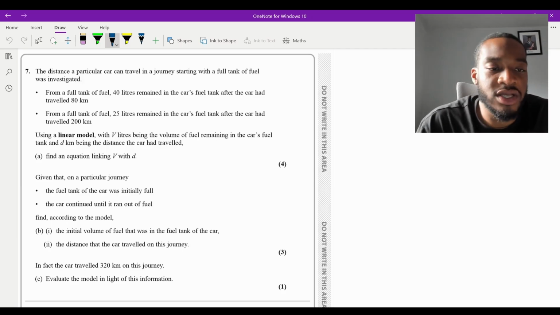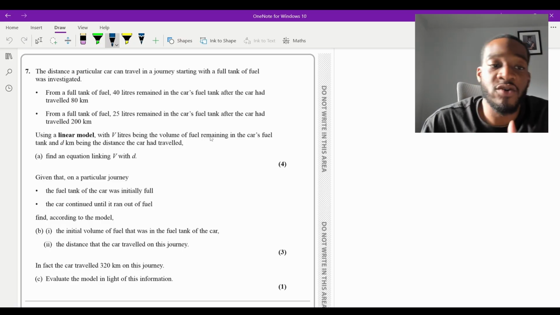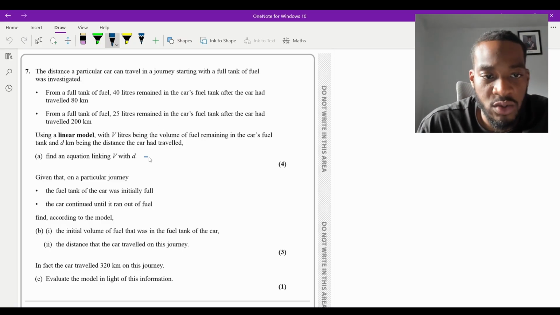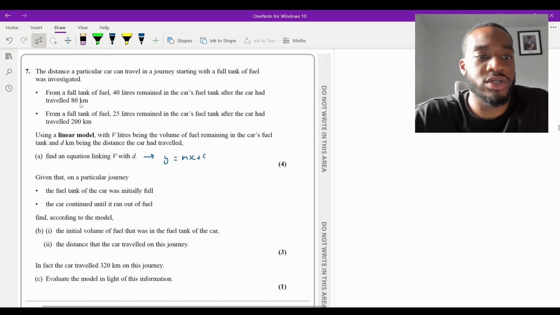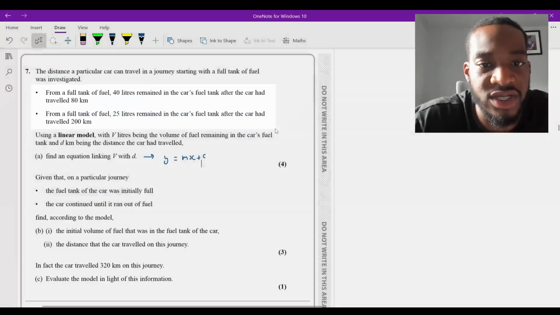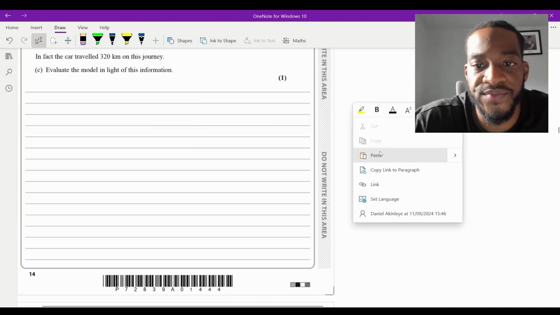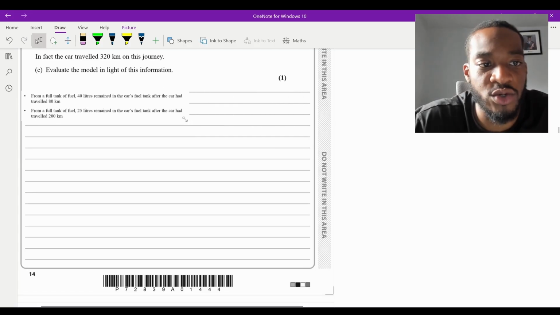Okay, so this is a typical linear modeling question, right? Part A tells us we need to find an equation linking V and D, which is going to be a linear equation, right? So that means it's going to be in the form of y equals mx plus c, isn't it? So what I'm going to do is I'm actually just going to screenshot these 2 bullet points here, because this is the information that's important. So let me just put this over here. Okay, so we need these two.